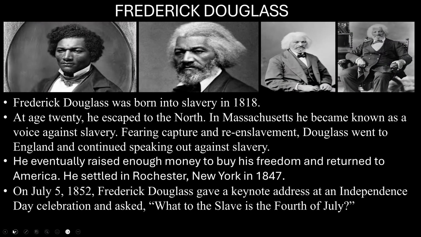Frederick Douglass was born to slavery in 1818. At age 20, he escaped to the North in Massachusetts, became known as a voice against slavery. Fearing capture and re-enslavement, Douglass went to England and continued speaking out against slavery. He eventually raised enough money to buy his freedom and returned to America. He settled in Rochester, New York in 1847. On July 5, 1852, Frederick Douglass gave a keynote address in Independence Day celebration and asked, what to the slave is the 4th of July?